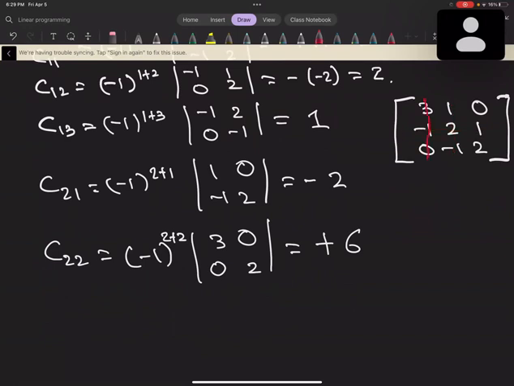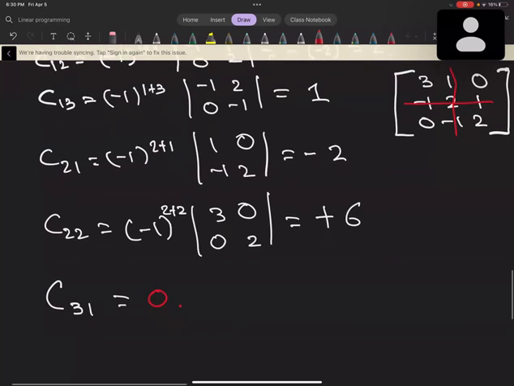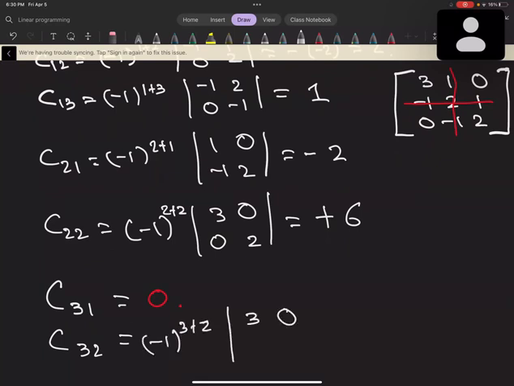Okay. Next is nice because this one is a 0. This next one is C31. But this is a 0, so we don't need to waste time. This is just gonna be 0, because it's 0 times the minor. So the next one is C32. C32 is minus 1 to the 3 plus 2. And this is 3, 0, 0, 2.